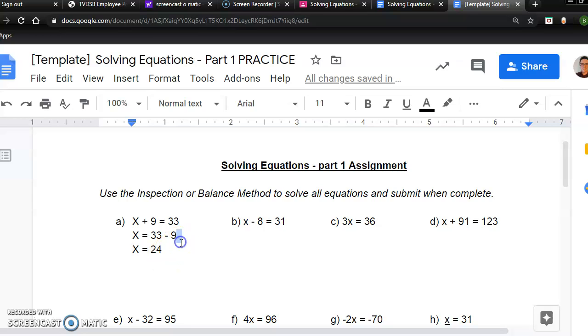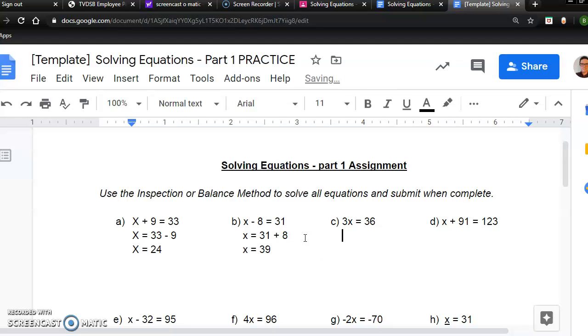All right. Question 2, x minus 8 equals 31. What's stopping x from being by itself? Well, we're subtracting 8. What's opposite of subtracting 8? Adding 8. We're going to do that to both sides. Minus 8 and the plus 8 cancel out, so we just have x. And then we have 31 plus 8, which equals 39. So our answer is x equals 39. Are we right? Well, 39 minus 8 equals 31. Yes, we're right.